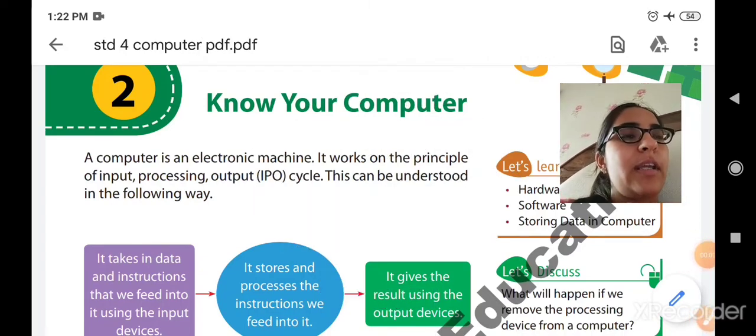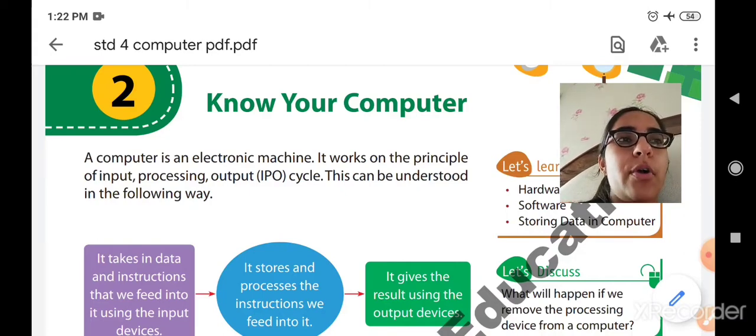Today I, Saloni, welcome the students of standard 4th to the online lecture of computers. So we will study chapter number 2, that is Know Your Computer. A computer is an electronic machine. It works on the principle of input, processing, output, that is the IPO cycle. This can be understood in the following way.